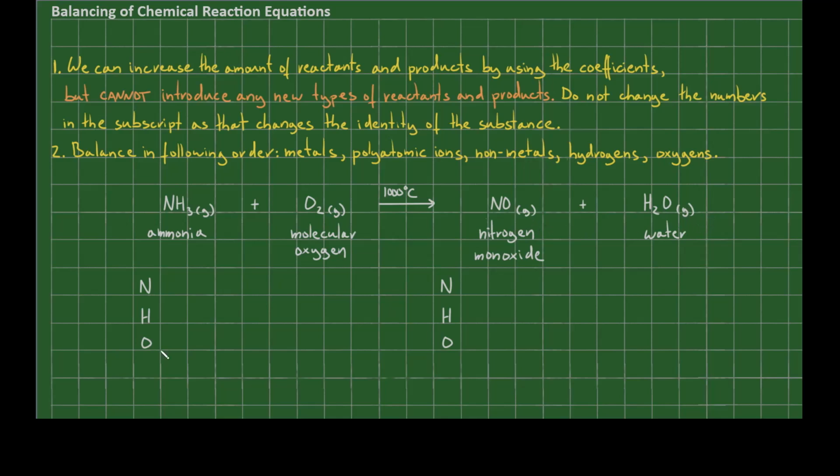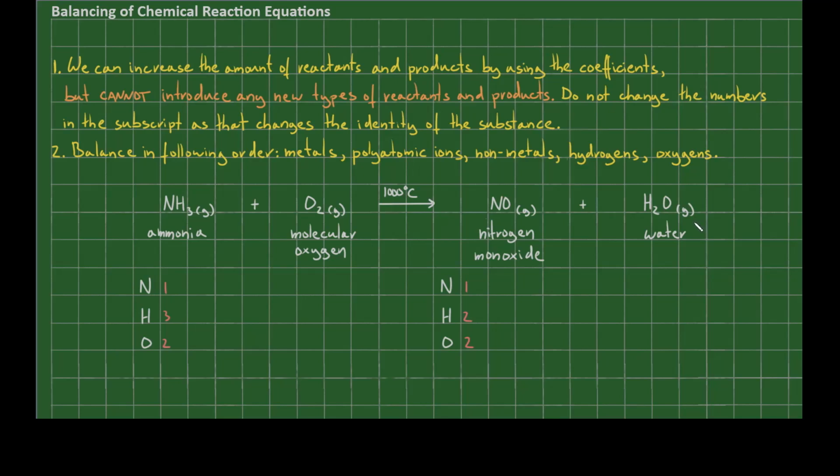In this case, we have ammonia reacting with oxygen at a balmy 1000 degrees Celsius to give nitrogen monoxide and water. On the reactant side, I have 1 nitrogen, 3 hydrogens and 2 oxygens. On the product side, I have 1 nitrogen, 2 hydrogens and 2 oxygens. On the reactant side, I have 3 hydrogens coming from the ammonia, and on the product side, I have 2 hydrogens coming from the water molecule.